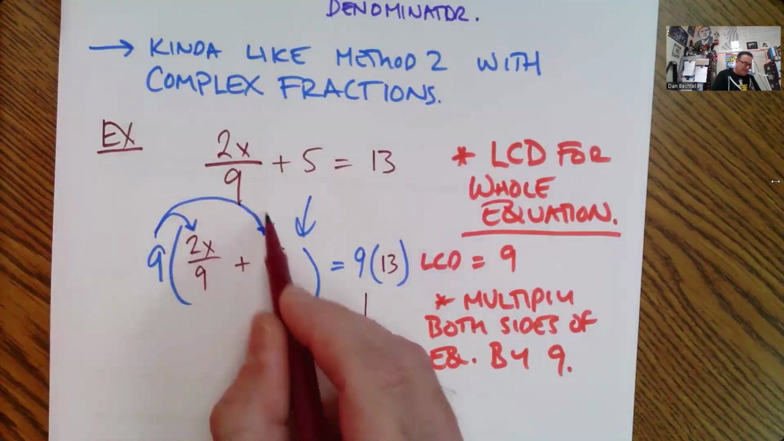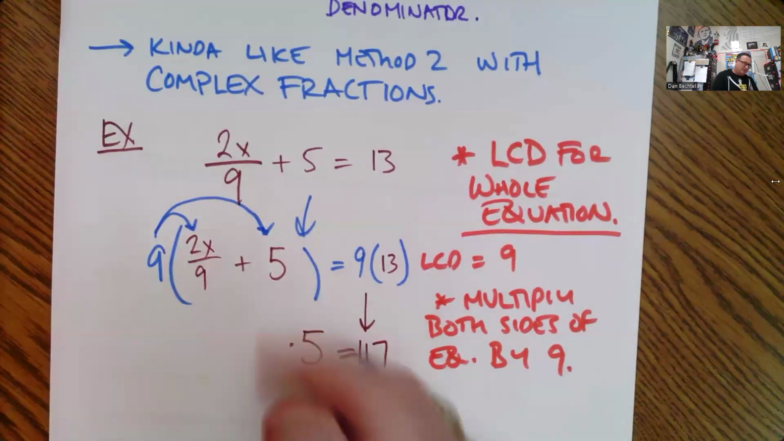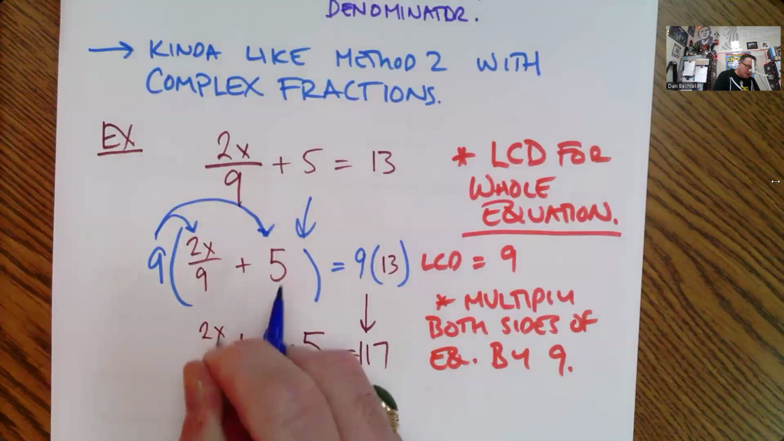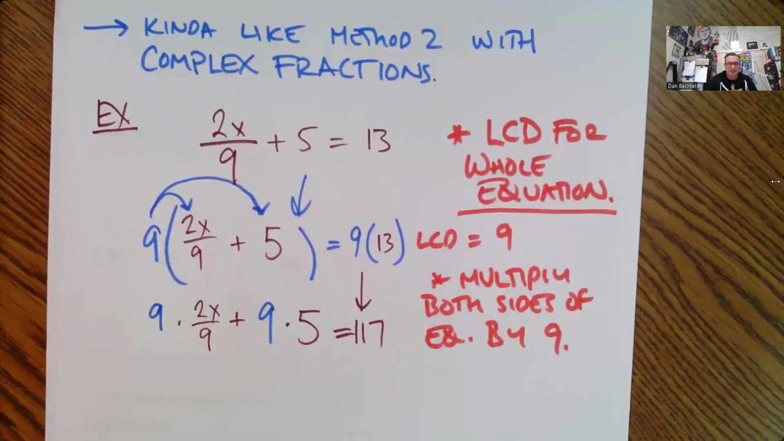Then here, when I do the 9 times the 5, I'm actually going to write this part out because I'm distributing it. So I'm going to be doing the 9 times the 5. It's addition, so it's going to stay addition. And then here, I've got that 2x over 9, and I'm going to be multiplying that by the 9 as well. And the reason why I want to write it separately is because what tends to happen is that people don't really think about what they're doing when they do this multiplication.